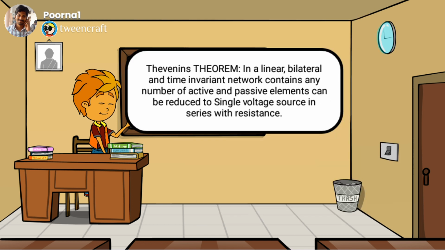Thevenin's theorem. A linear, bilateral and time invariant network containing any number of active elements and passive elements can be reduced to a single voltage source in series with a single resistance. The voltage source is called Thevenin's voltage and the resistance is called Thevenin's resistance.